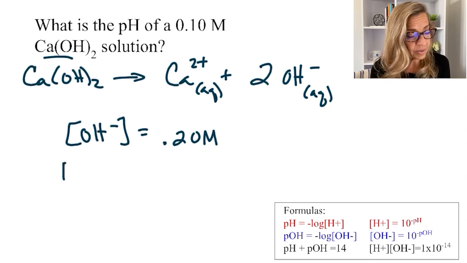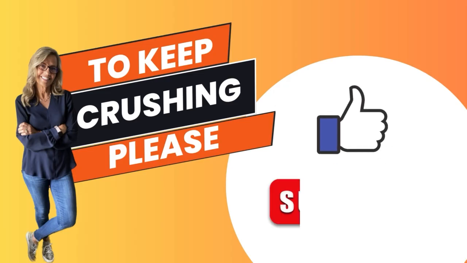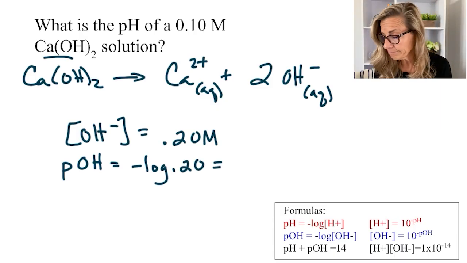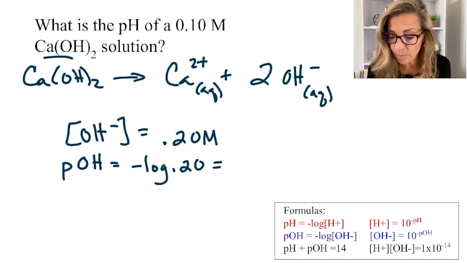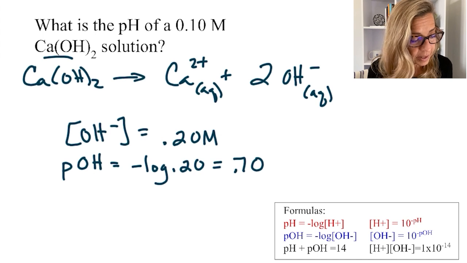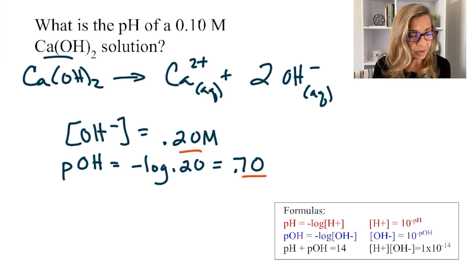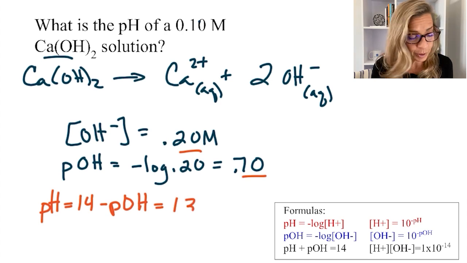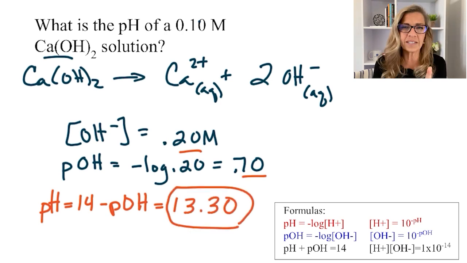Well, the best thing to do is go get the POH. The negative log of that is going to give us, let me get my notes here, 0.70. Okay, so those two sig figs there are going to end up after the decimal. And then the pH is going to be 14 minus the POH, which will give us 13.30. Okay, and then you're going to ask yourself, does that make sense?